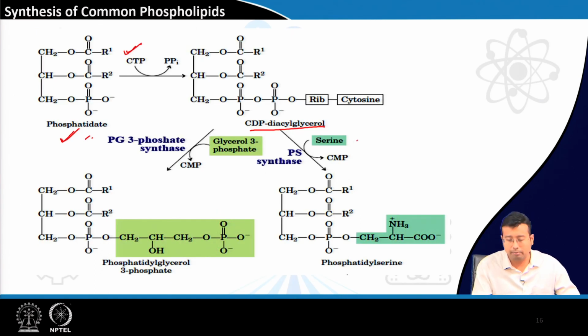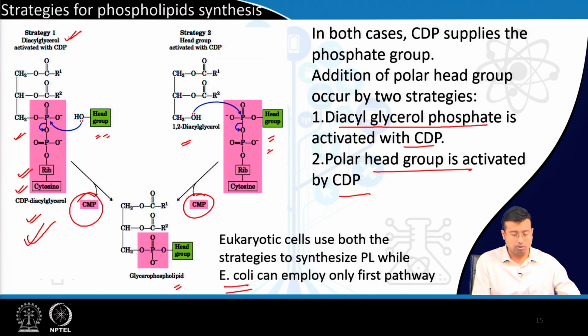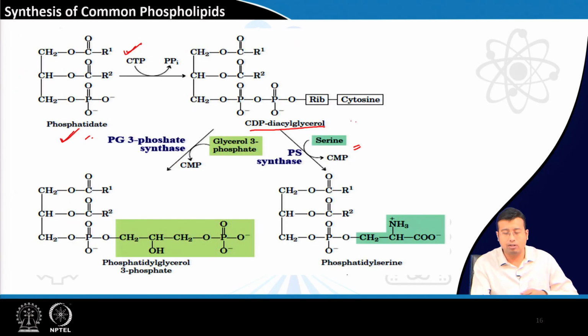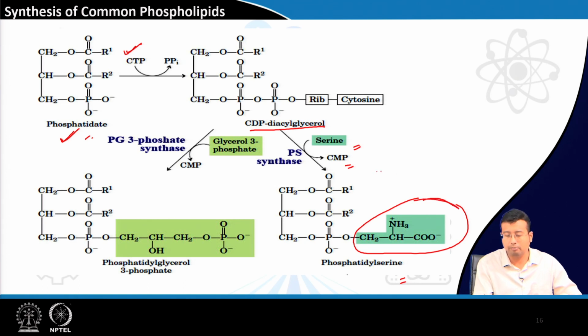So, the head group can be serine, where you see one CMP molecule is lost. So, one head group is coming in, one CMP molecule is lost and we are getting phosphatidyl serine. This head group can vary, but the basic structure will remain the same. In this case what is getting attached? A glycerol 3 phosphate molecule. So, this is getting attached with the help of phosphatidyl glycerophosphate synthase.